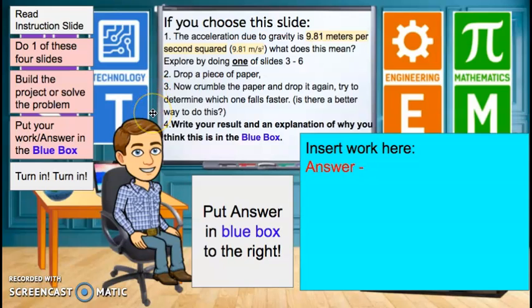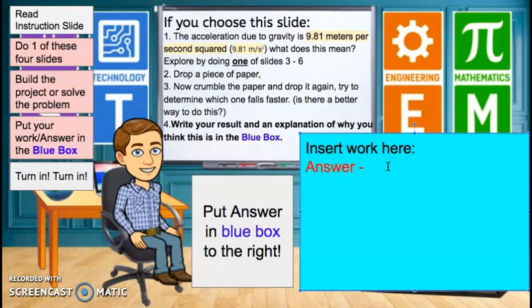Is there a better way to think? Or is there a better way to do this than with one piece of paper? 4. Write your results and an explanation of why you think this in the blue box. So this is the hard one. This is the one where you actually need to think. You'll need to write an answer here.